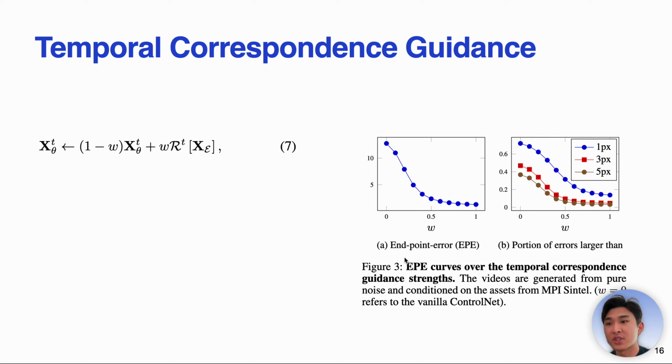And we conduct a quantitative experiment that uses an estimator on the generated videos to get their optical flows. Compared to the ground truth, we can see that with strong guidance, the optical flow errors are lower, which suggests the video is smoother.